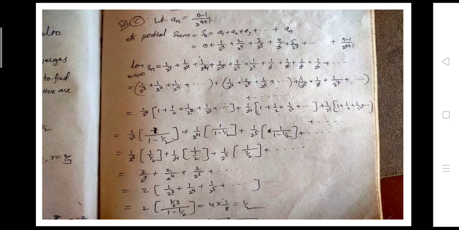For the second series also, 1 by 2 power 4 is common, and the remaining terms are 1 plus 1 by 2 plus 1 by 2 squared and so on. Here the first term is 1 and the common ratio is 1 by 2. So the sum to infinity of a GP is a by 1 minus r, that is 1 by 2 power 4 into 1 by 1 minus 1 by 2. Similarly we can do the third geometric series.